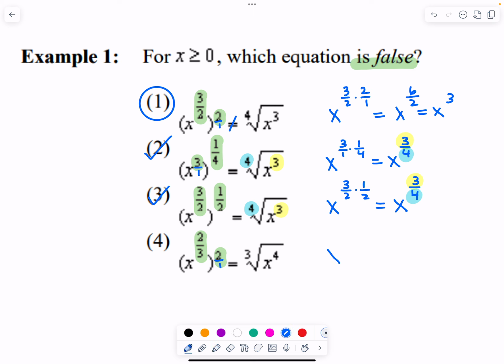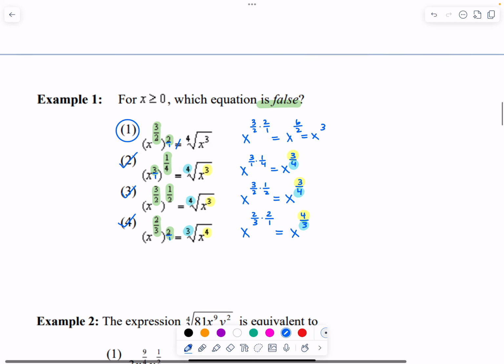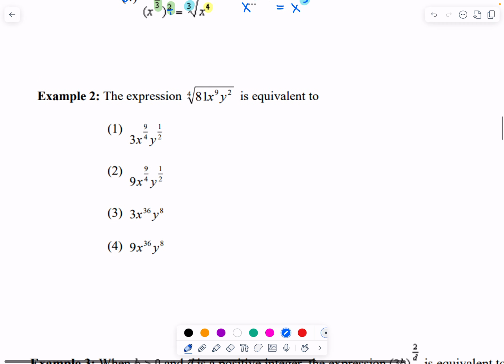And for this last one, we have x to the 2/3 being raised to the second. So I would multiply the 2 with the 2, so x to the 4/3. And then this is also correct. Here's my power of 4 over my root of 3.